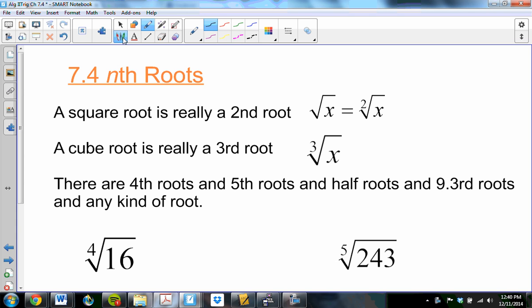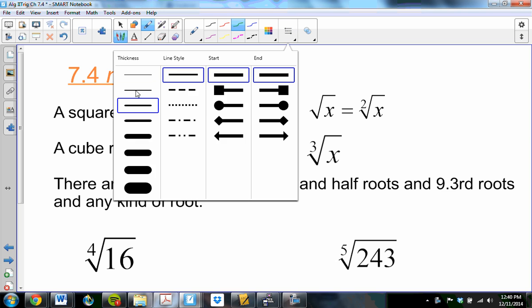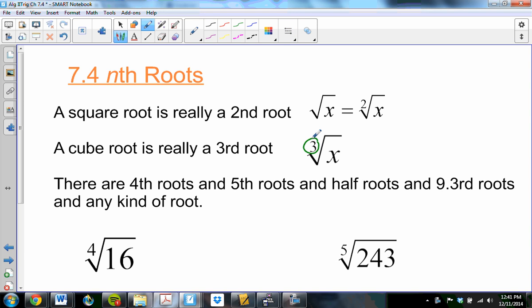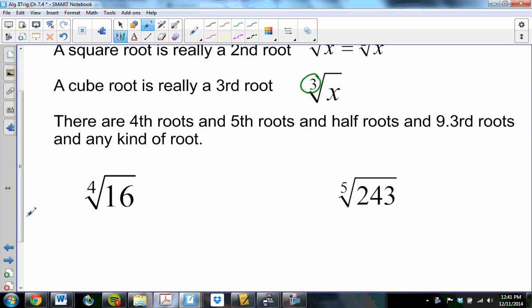When we talk about square roots, it's really like there's a little 2 sitting up here on this shelf. When we do a square root, it's really a second root. We're talking about things that are degree 2. A cube root would be something that's of degree 3. If there's no number written on this little shelf, then we know it's a 2. But if there's a number written there, like a 3, then we're doing a third root. And there's 4th roots and 5th roots and any type of root, even a 9.3rd root, anything you want.